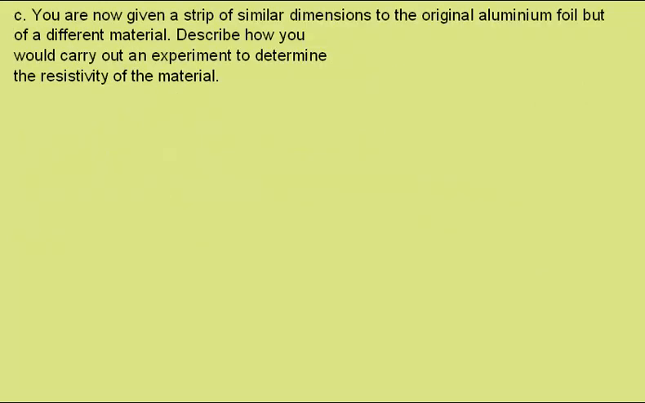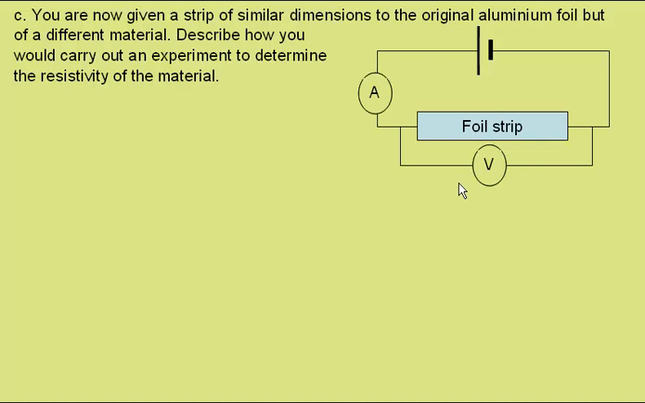Part C. You are now given a strip of similar dimensions to the original aluminium foil, but of a different material. Describe how you would carry out an experiment to determine the resistivity of the material. Well, first we could draw a circuit diagram, and we need a power supply, an ammeter to measure the current through the foil, and a voltmeter to measure the potential difference across the foil.